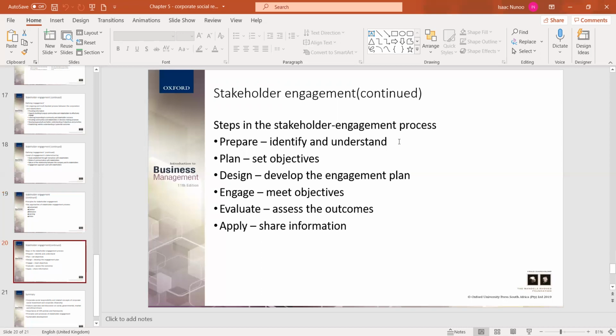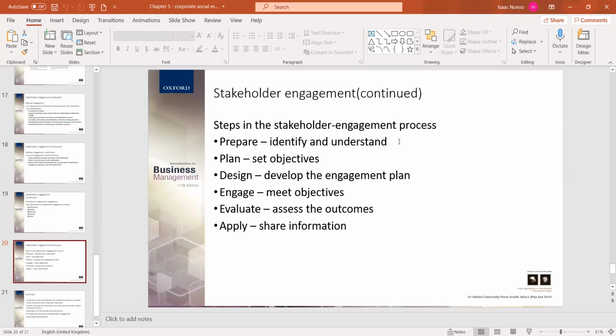Okay, so we are about to conclude our discussion for today. Here we discuss the steps in the stakeholder engagement process. The first step is that you prepare. That is, you identify and understand the issues or things to explore with the stakeholders. You also plan, that is, you set objectives, such as objectives A, B, and C. You must also include other issues or objectives, because there may be things that are not in the plan but may be important to the business. You also design, developing the engagement plan.